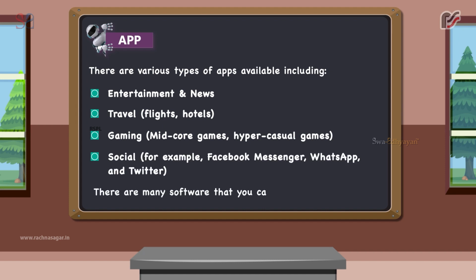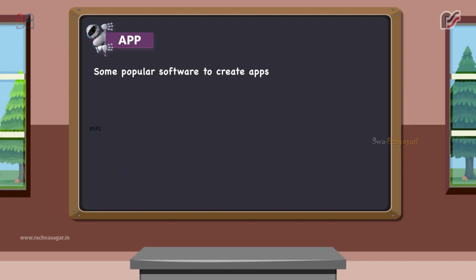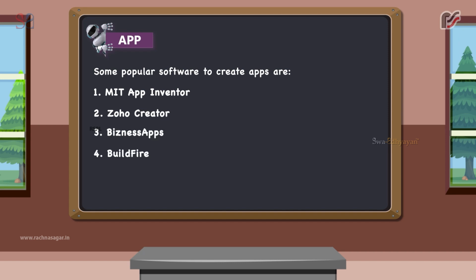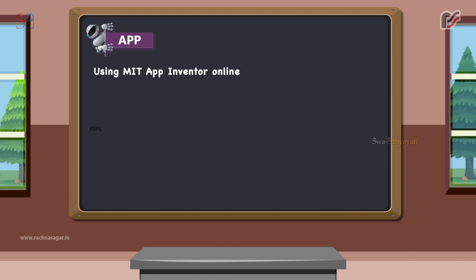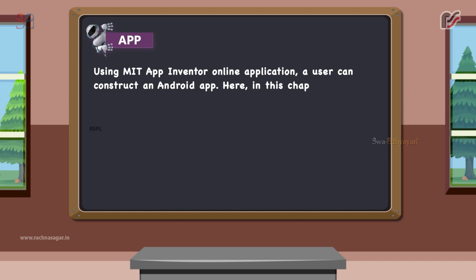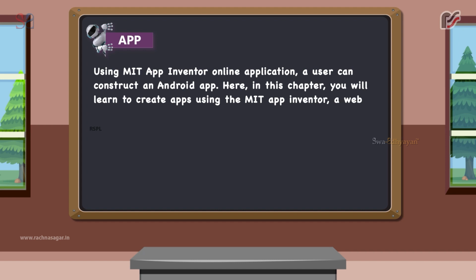There are many software that you can use to create apps. Some popular software to create apps are MIT App Inventor, Zoho Creator, Business Apps, Build Fire, and Appy Pie. Using the MIT App Inventor online application, a user can construct an Android app. Here, in this chapter, you will learn to create apps using the MIT App Inventor, a web-based online tool.